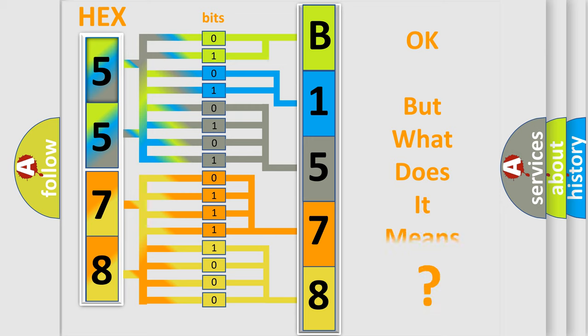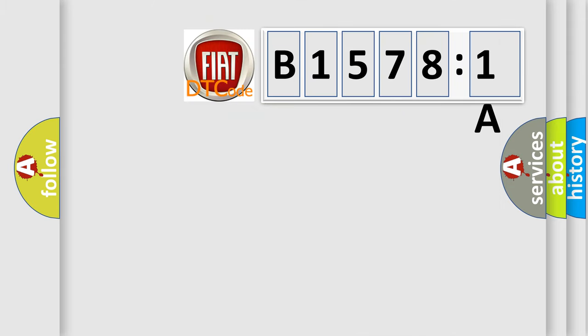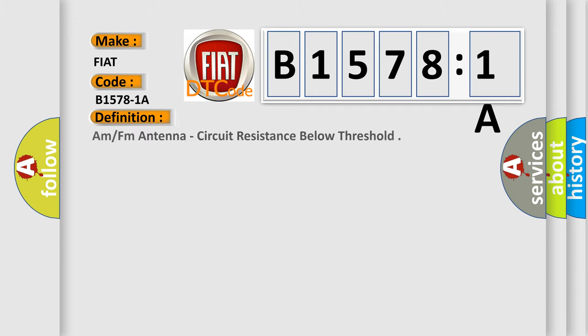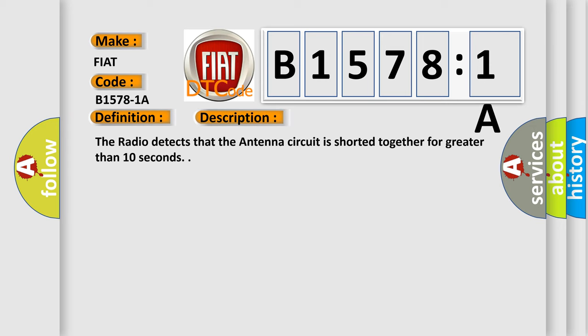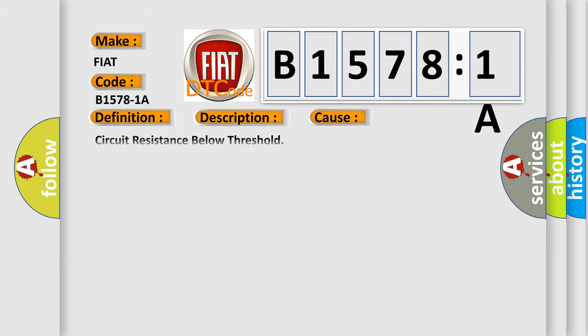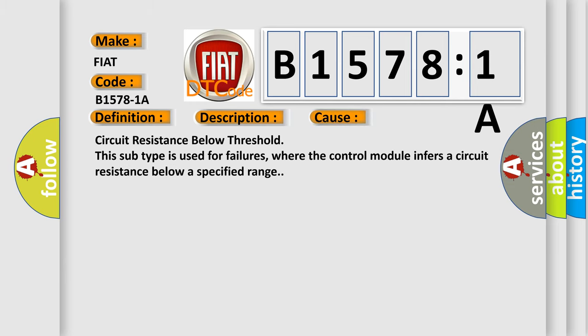The number itself does not make sense to us if we cannot assign information about what it actually expresses. So, what does the Diagnostic Trouble Code B1578-1A specifically interpret for Fiat car manufacturers? The basic definition is AM or FM antenna, circuit resistance below threshold. And now this is a short description of this DTC code. The radio detects that the antenna circuit is shorted together for greater than 10 seconds. This diagnostic error occurs most often in these cases: circuit resistance below threshold. This subtype is used for failures where the control module infers a circuit resistance below a specified range.